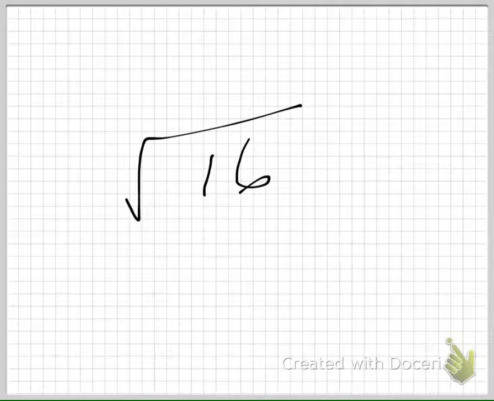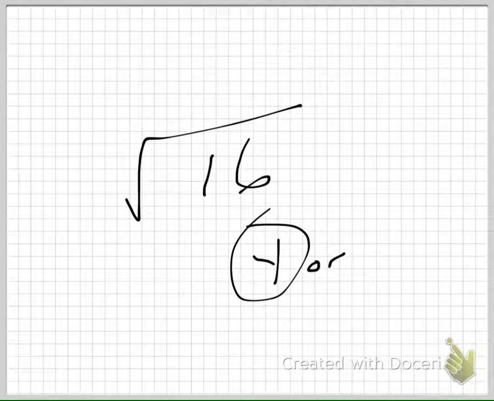The answer is 4, or what number times itself makes 16? 4 times 4, that's 16, right? What's another number that times itself makes 16? Think. Is it going to be 3 times 3? No. Is it 8 times 8? No. What other number times itself? Think. What two numbers multiply to 16?